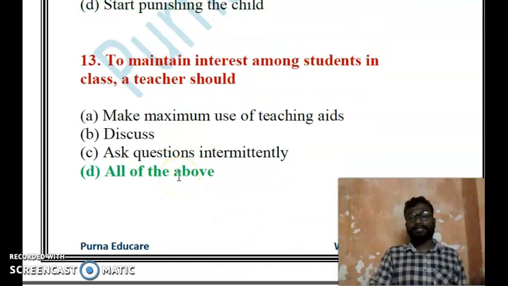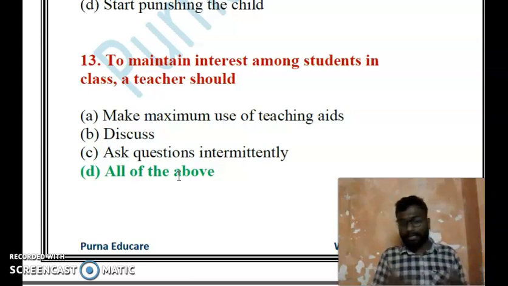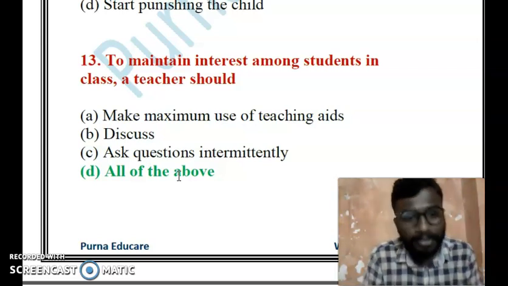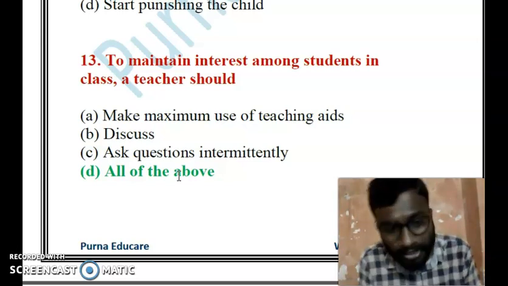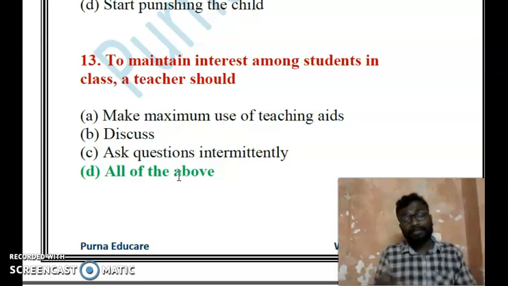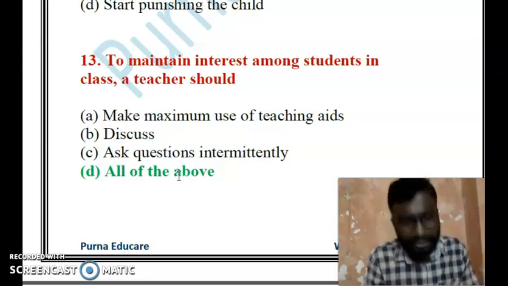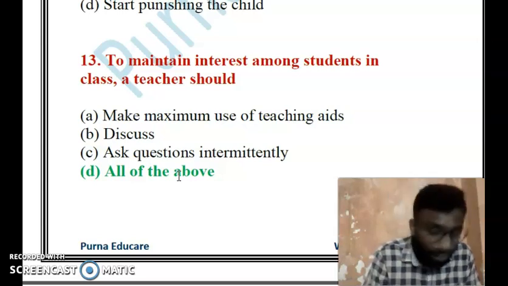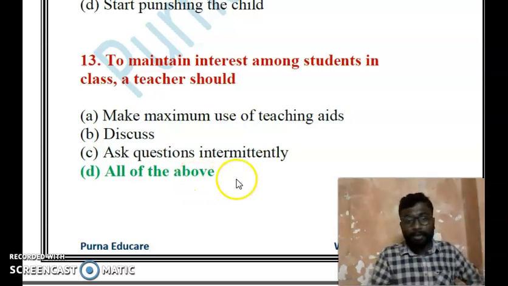To maintain interest among the students in the class, the teacher should make maximum use of teaching aids, discuss, ask questions intermittently, that is frequently, or all of the above. Obviously, it is all of the above. In order to maintain interest among the students, the teacher should make maximum use of teaching aids, like instructional facilities. Discussions should happen, asking questions intermittently, and all the factors are the correct answers. So all of the above is the correct answer.